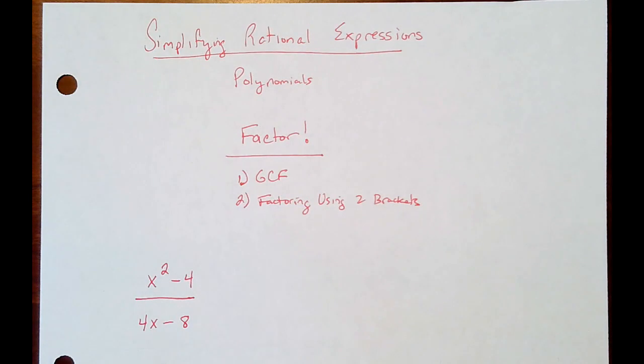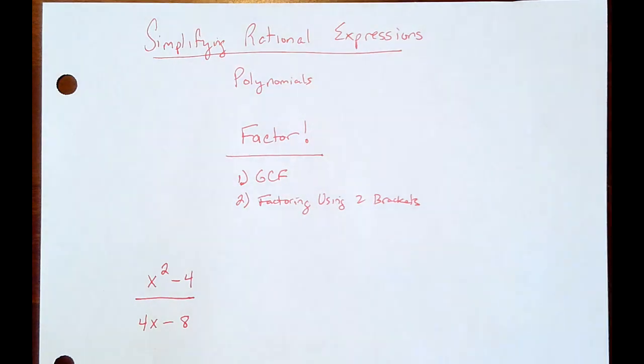Okay, this is for pages 9 through 12 on chapter 14. How to simplify a rational expression when you have polynomials on both top and bottom. And the key way to do that is you've got to factor. You try GCF first, and if not, you have to factor using two brackets.